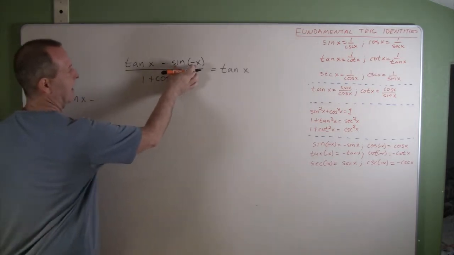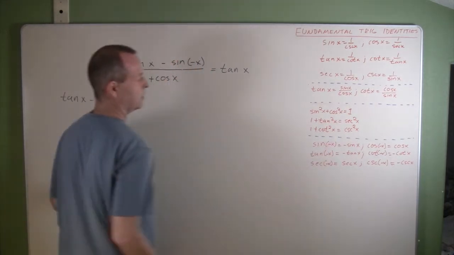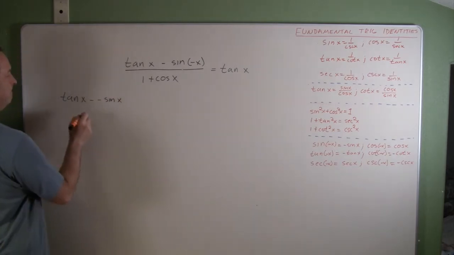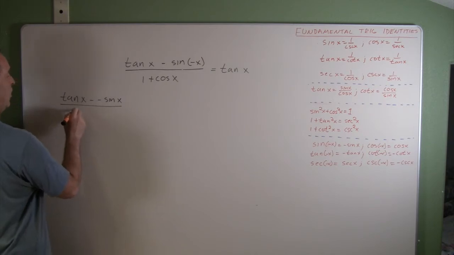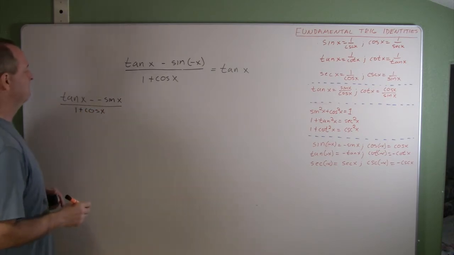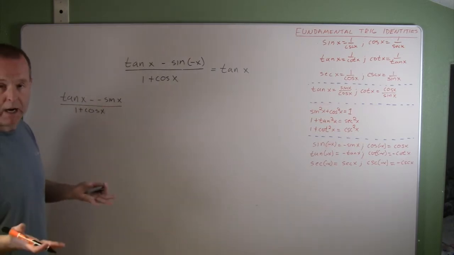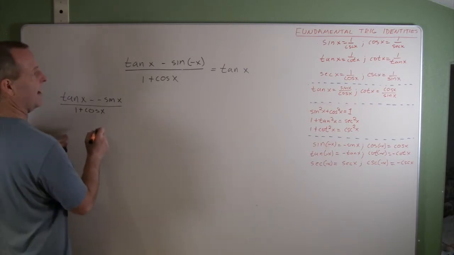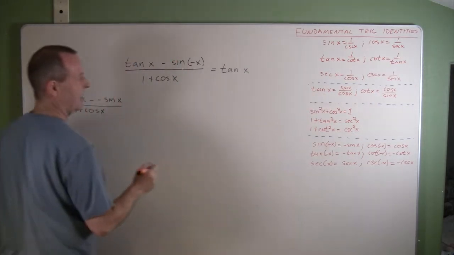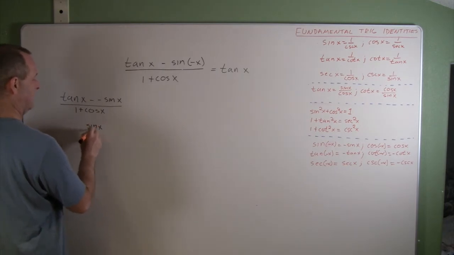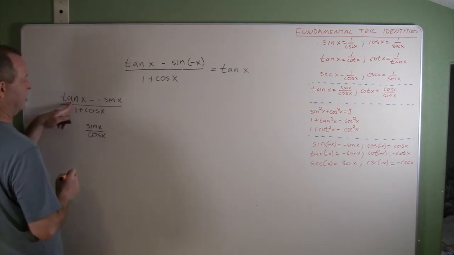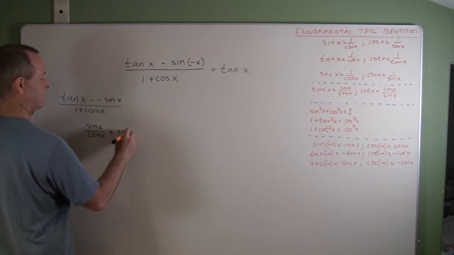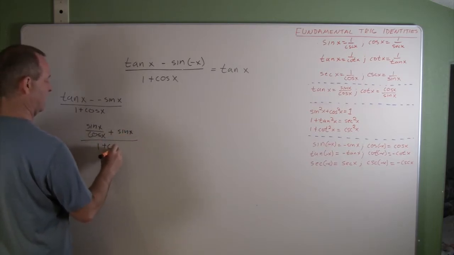minus the sine of negative x is an odd function. So that can also be written as the minus of sine of x all over 1 plus cosine of x. Minus a negative makes that a positive. So let's hold off on that for a second. I'm going to take tangent of x and write that as sine x over cosine of x. So sine of x over cosine of x, that's tangent. Subtract a minus becomes a plus, sine of x all over 1 plus cosine of x.